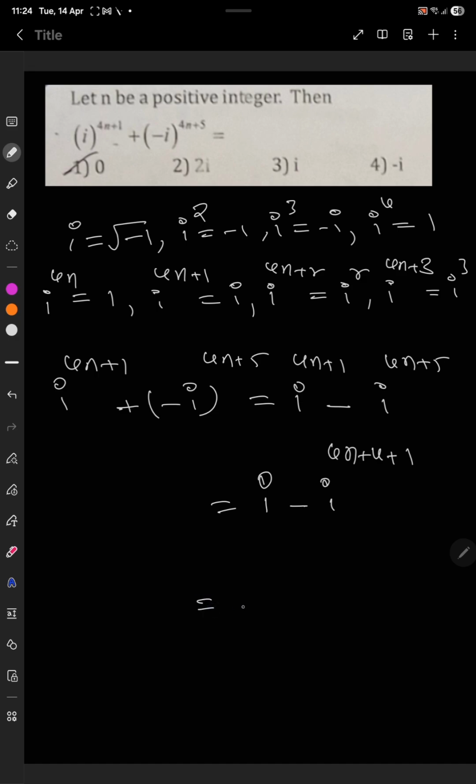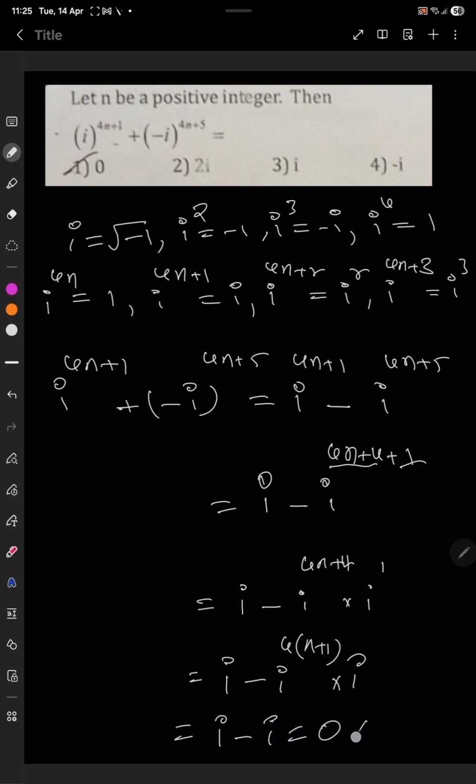So this is in the form of i minus i^(4n+1) into i^1. So a^(m+n) is equal to a^m into a^n. Okay. So i^(4n+1) minus i, by taking i common, this is in the form i^(4n), so that is 1 into i. So i^(4n) is 1 into i minus i, that is 0. First option.